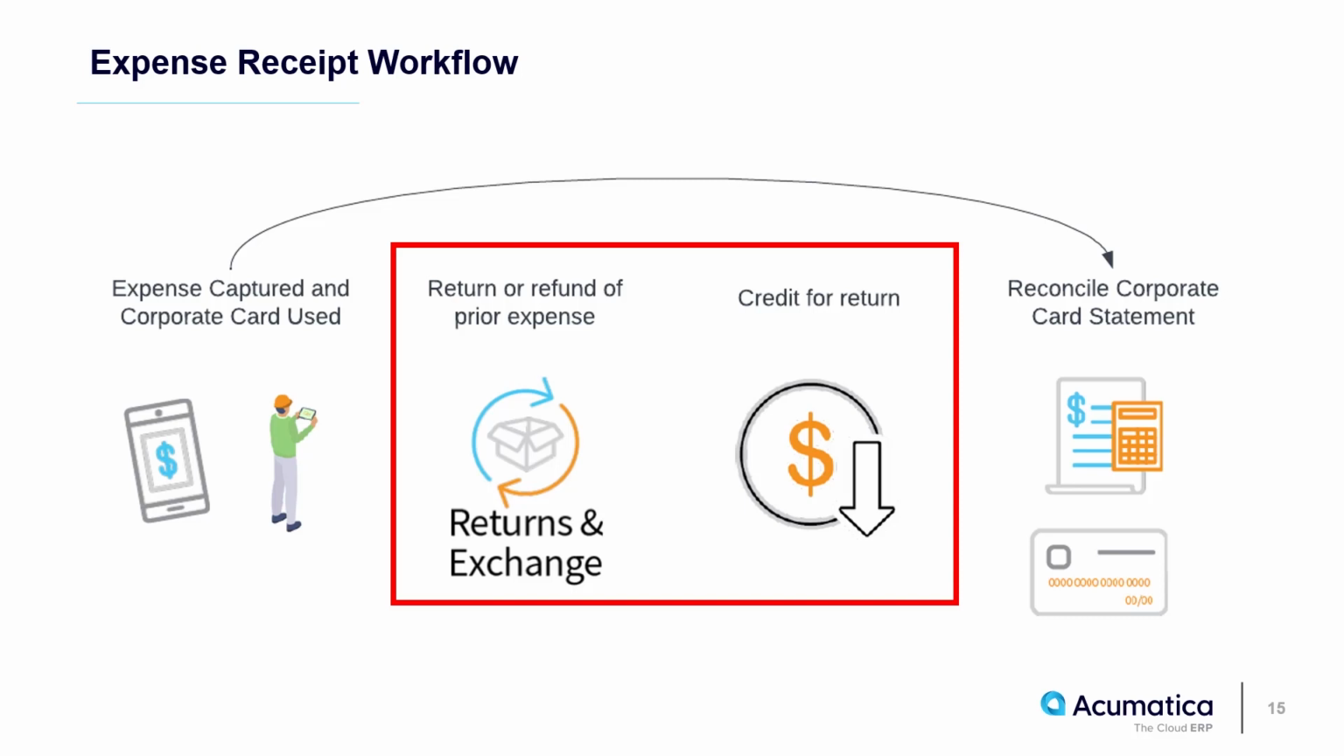And maybe a project manager had to visit the client site, paid for the hotel accommodation on the corporate card, but then that site visit got canceled or shortened, and now something was refunded back to the corporate card. How can you process that refund?